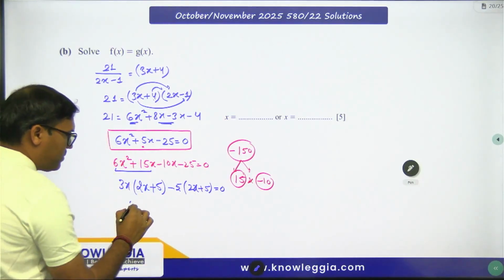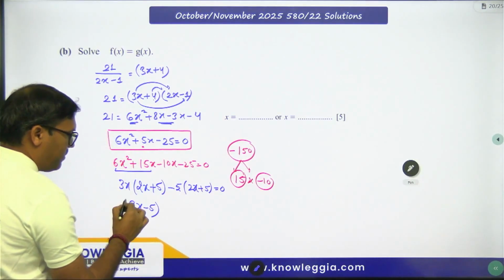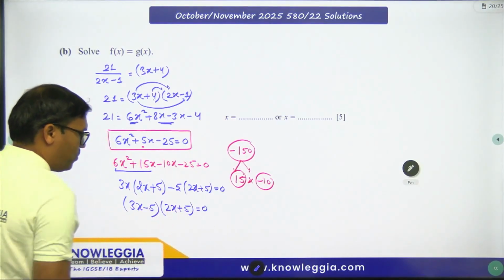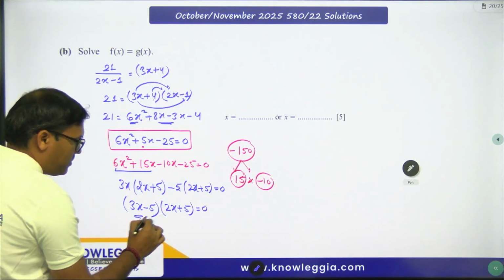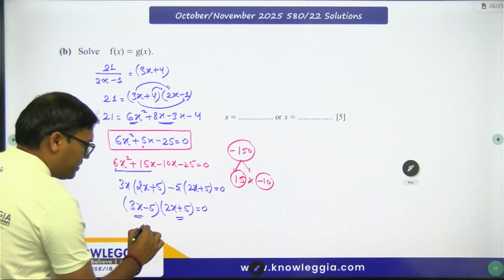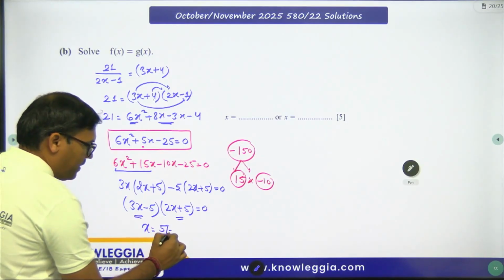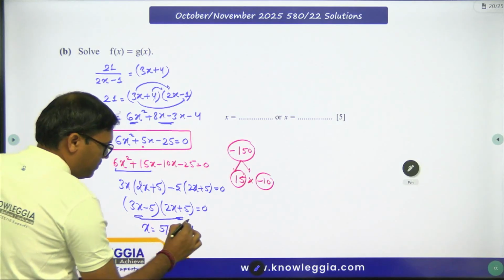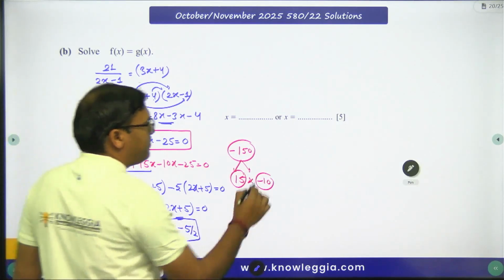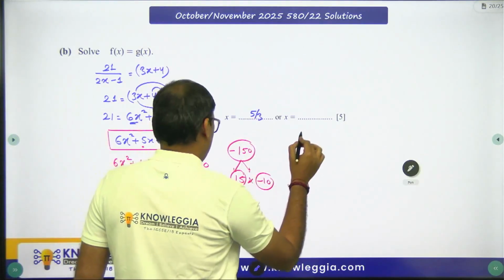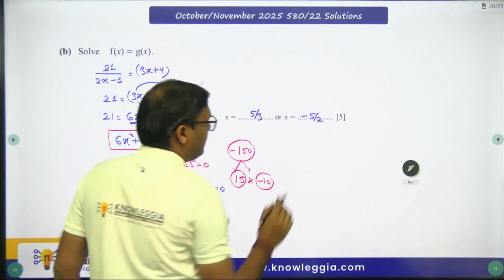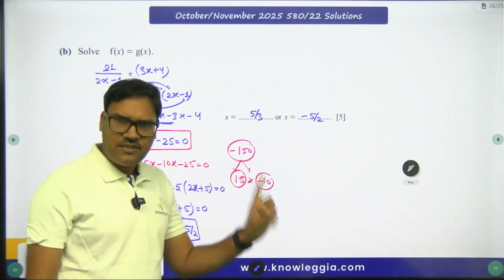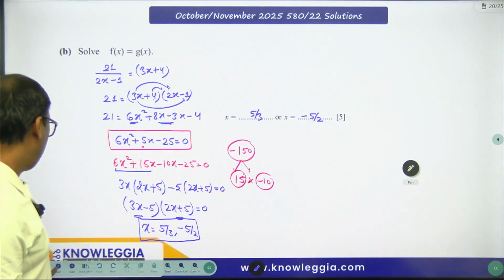Right? Now what is common? 3x minus 5 and 2x plus 5 we can take common. So what is the value of x? Either this will be 0 or this will be 0. If this is 0, x will be 5 divided by 3, and if this is 0, x is negative 5 divided by 2. You can just check this. So this is the answer. x is 5 by 3 or x is minus 5 by 2. Okay, I hope this is also clear.